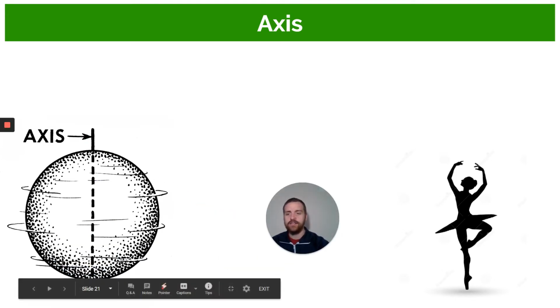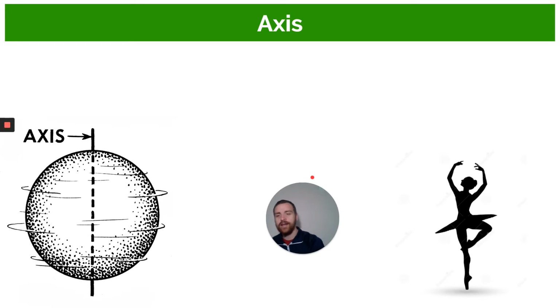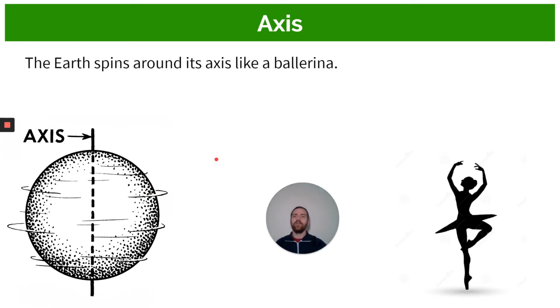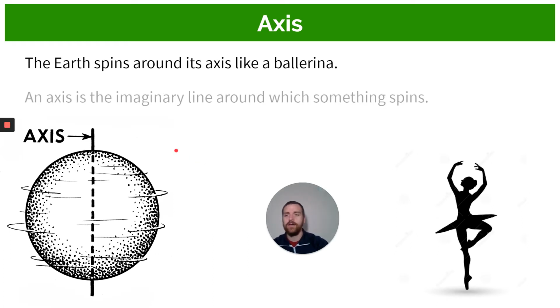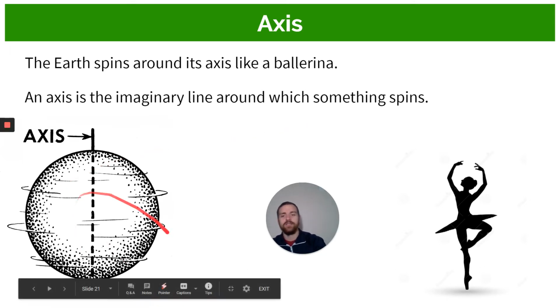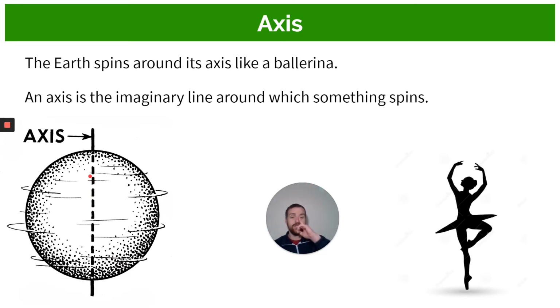Okay, here is an axis over here. Sounds like the word axle, and it's pretty similar. They have the same root. The Earth spins around its axis like a ballerina, okay? An axis is the imaginary line around which something spins. So here's a picture of the Earth. It's spinning around. The center point that it's spinning around is the axis. That's what runs straight through it.